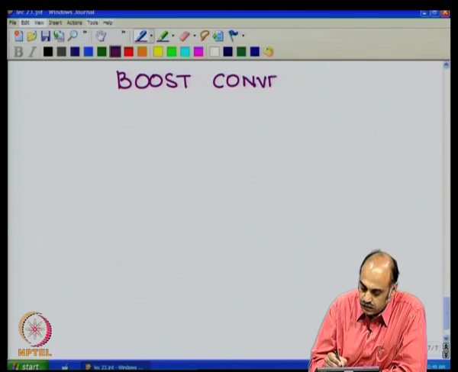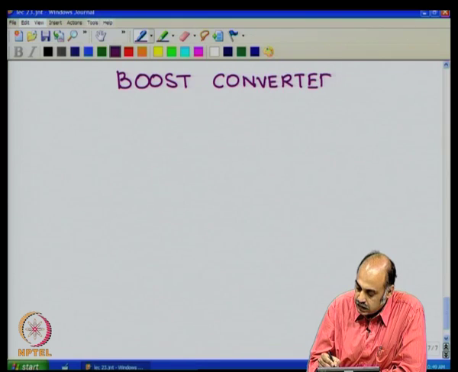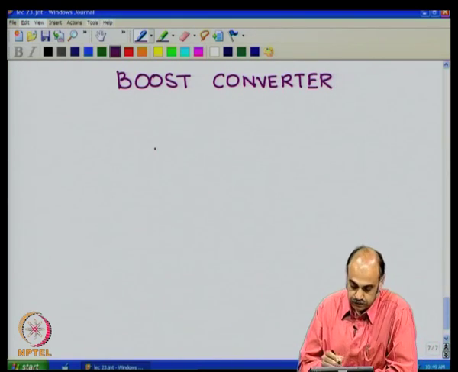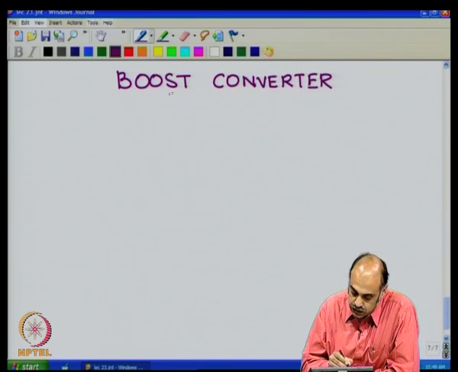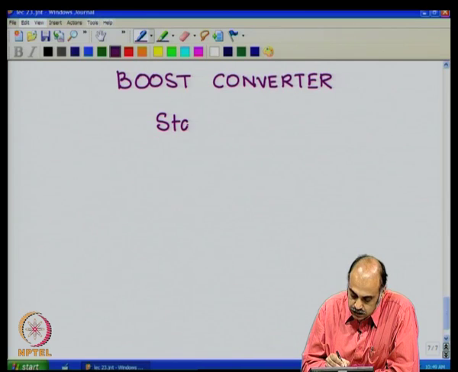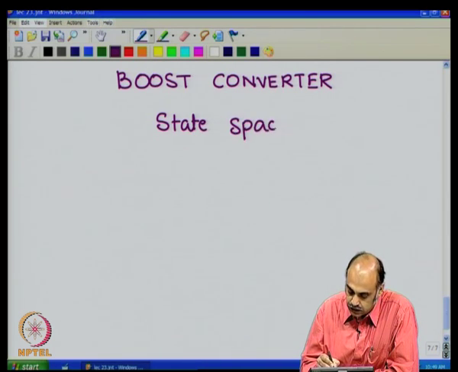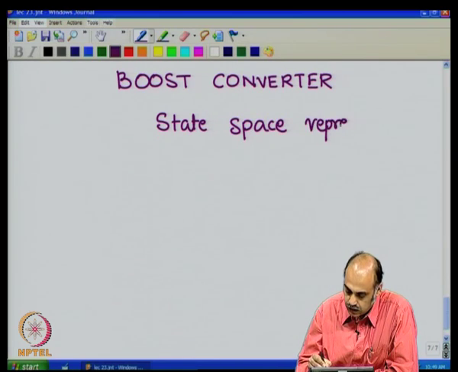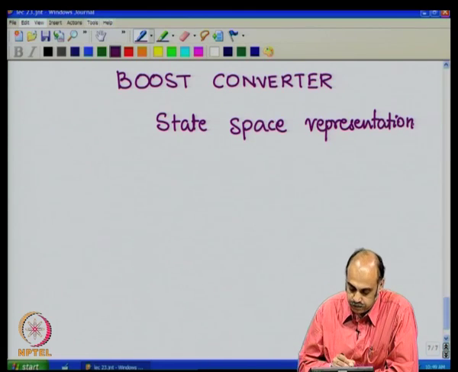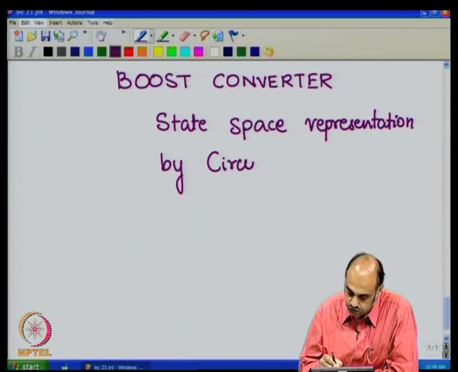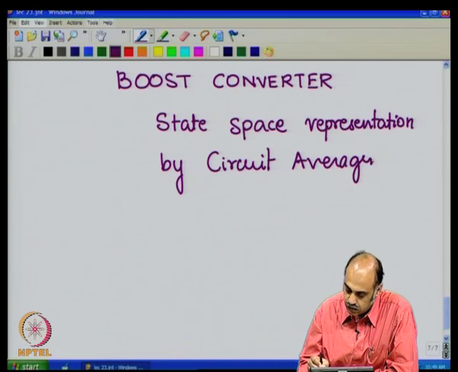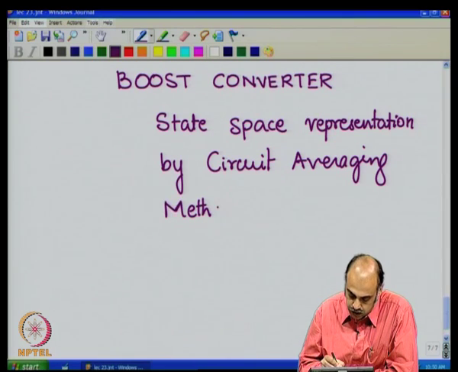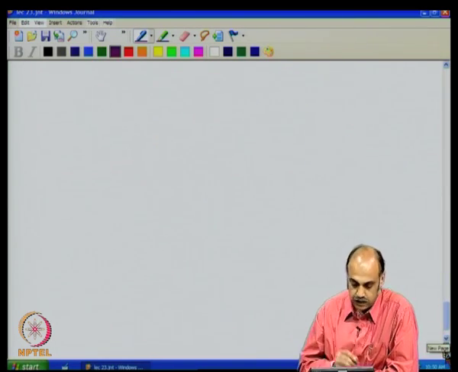Okay. So, let us begin by working on this particular thing, which is a boost converter, and we will do it step by step for this and work through the different process of circuit averaging. So, for the boost converter, we are going to obtain the state space representation by the circuit averaging method. So, this is what we want to do, this is our goal, and to this end we will do that. So, first the circuit.